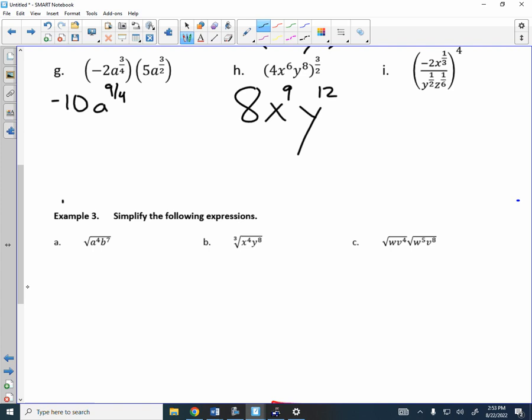Okay, pause where you're at. I've got to start with the negative 2. Negative 2 times negative 2 is 4. Times negative 2 is negative 8. Times negative 2 is 16. Great, so I took care of the negative 2.